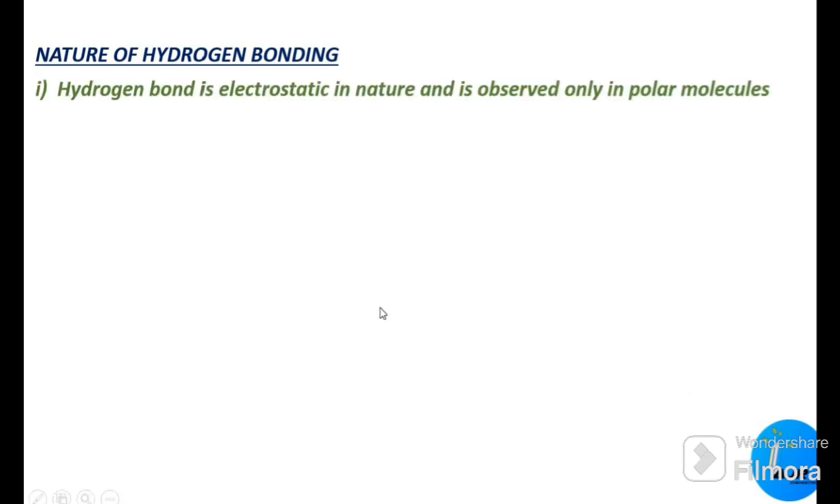Okay, see, actually this hydrogen bonding is electrostatic in nature. This hydrogen bond is electrostatic in nature and is observed only in polar molecules. Okay, so the molecule should have positive and negative charges. So a hydrogen bond is electrostatic in nature and is observed only in polar molecules. Let me explain with a simple polar molecule, that is HF.